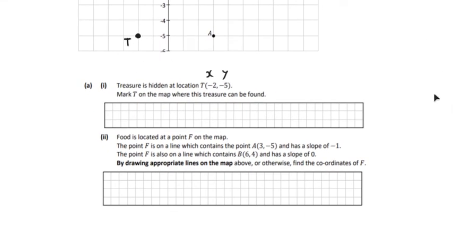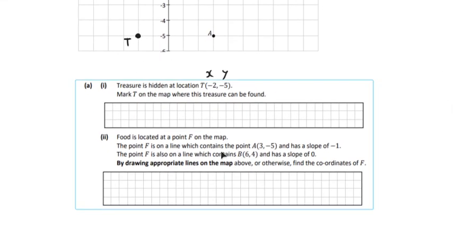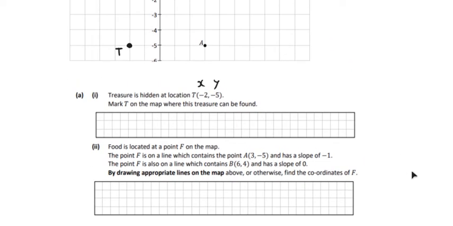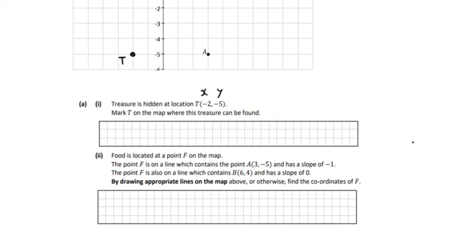Food is located at a point F on the map. The point F is on the line which contains that point and has slope -1. The point F is also on the line which contains 6, 4 and has a slope of 0. By drawing appropriate lines on the map, and that's in bold, so you have to draw the lines, you can't do it algebraically, you have to find the coordinates of F. I'm going to do the second one first.